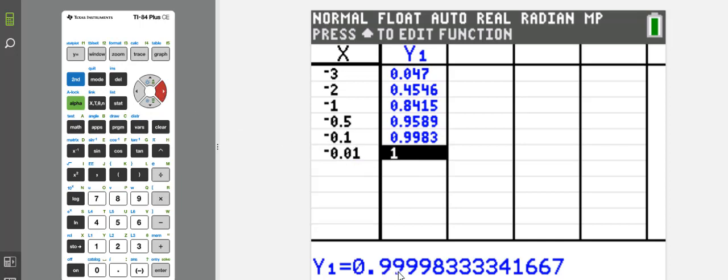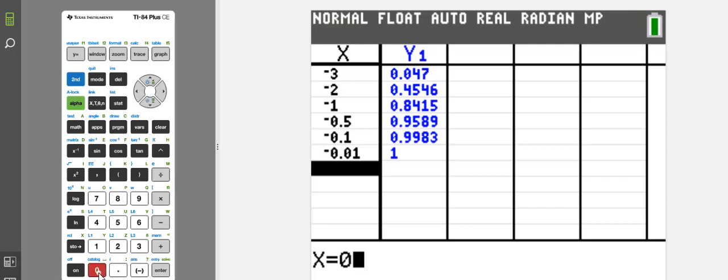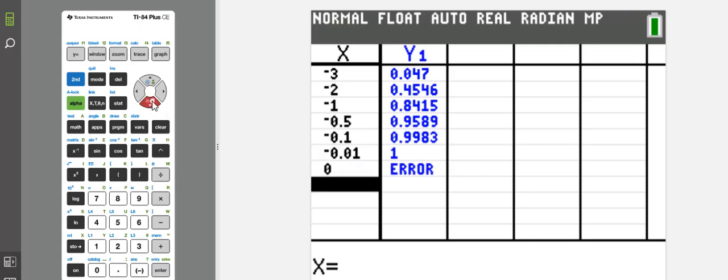Actually, it's not exactly 1. It's so close to 1 that it's saying that it is 1. Now, what happens when you put 0? It's an error, because sine of x over x, when you plug in 0, is undefined. Remember, with limit, the key word is approach. What happens as x approaches 0? You don't have to get there, but what happens as x approaches 0? Now this was from the left side. What happens when you approach 0 from the right side?